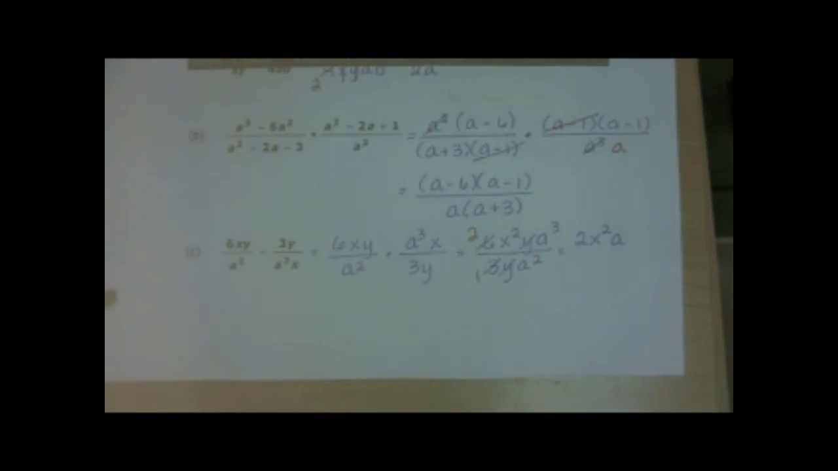So on the top I'm going to have a 2. When I look at the x's, I only have x's on top, so I'm going to have an x squared on top. Out of the y's, I've got 1 on the bottom and 1 on the top, so they are going to cancel each other. And then out of the a's, I've got 3 on top and 2 on the bottom. 3 minus 2 is 1. That leaves me with 1 on the top. And I'm done.